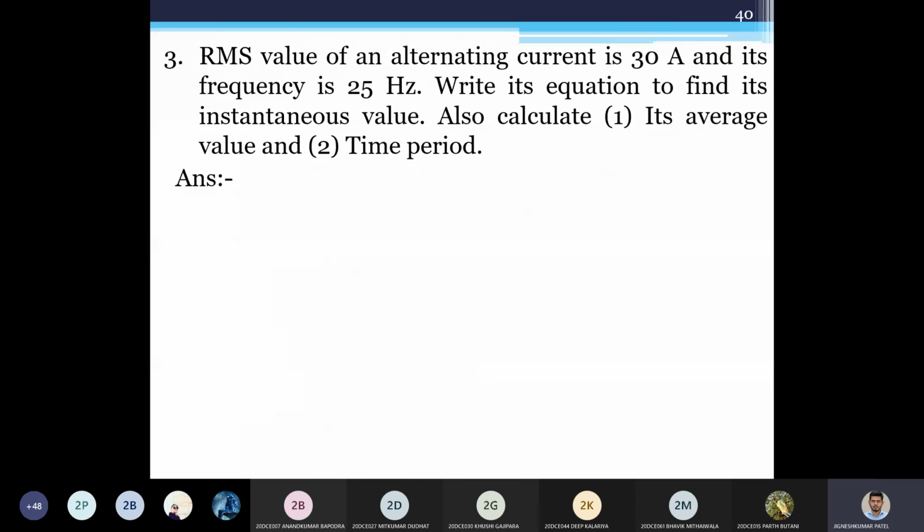And the last one is related to the RMS value. The RMS value of an alternating current is 30 ampere and its frequency is 25 Hz. Write its equation to find its instantaneous value. Also calculate the average value and time period. So RMS value is given as 30 ampere and the frequency is given as 25 Hz. We know that i is equal to Im sine 2 pi ft.